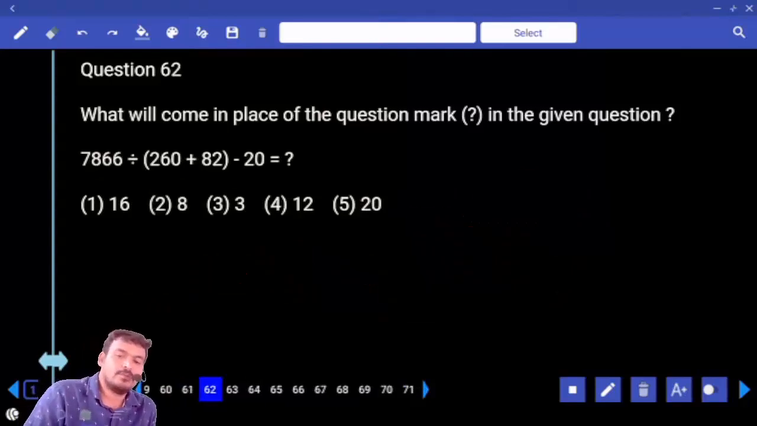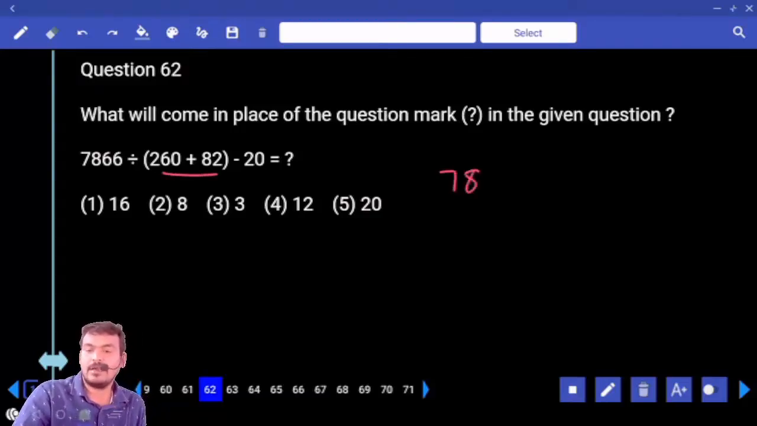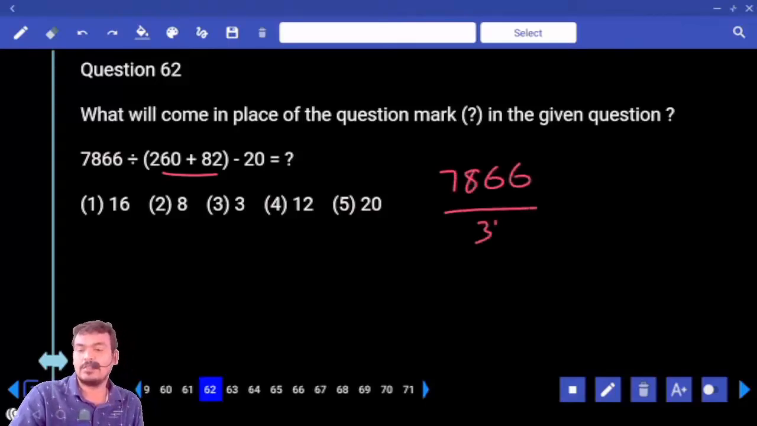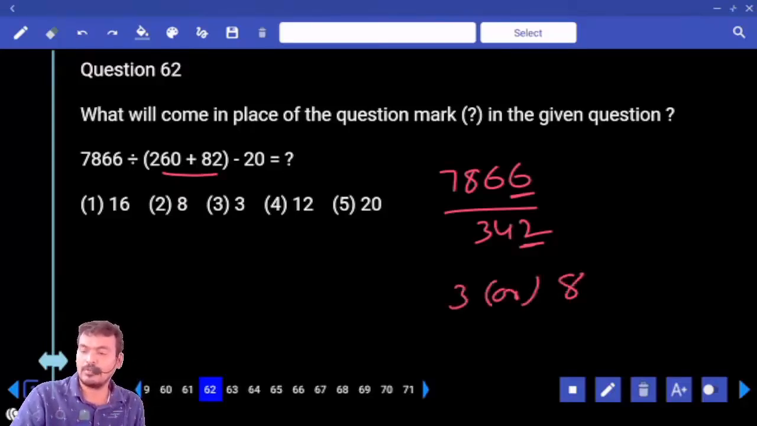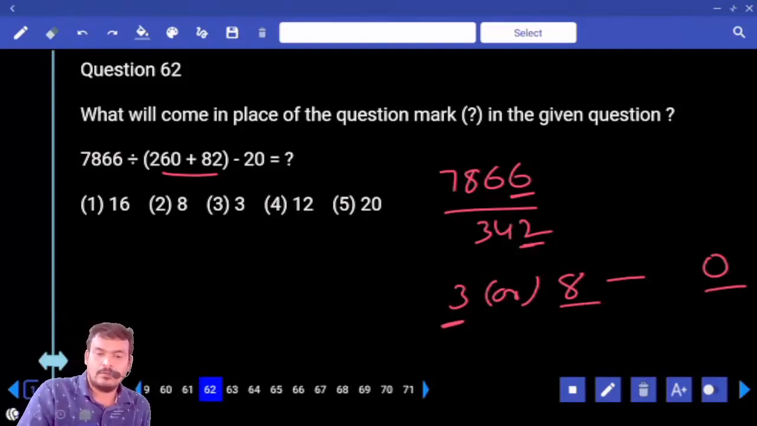62. First priority, bracket value, or not? 260 plus 82, 342. 7866 divided by which one? 342. What is the units position in the denominator? 2. Numerator 6. Possibility either 3 or 8, or not. Okay, either 3 or 8. Suppose you consider 3, 3 minus 0, 3. 8 minus 0, 8. Options are possible or not?